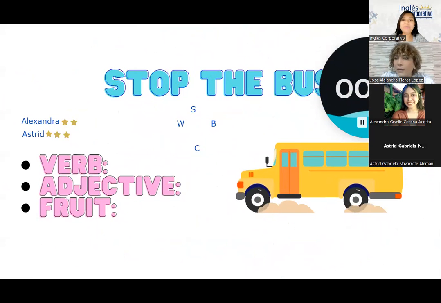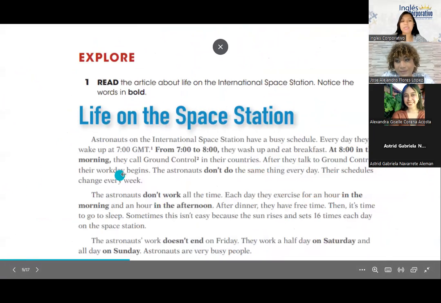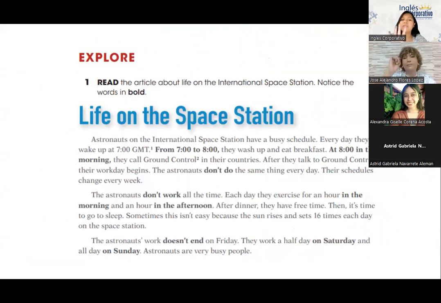Now let's move and talk about yesterday's class. Do you remember that yesterday we were talking about a reading? So we also have some questions related to this, but I would like you to just recall what we studied yesterday. We were practicing the simple present tense with the third person, and we have this short reading, which is Life on the Space Station. As you can see, we have different words which are highlighted.